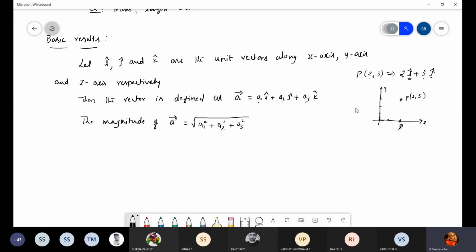So the magnitude of vector A is the square root of a1 square plus a2 square plus a3 square. The magnitude is denoted with the mod symbol.